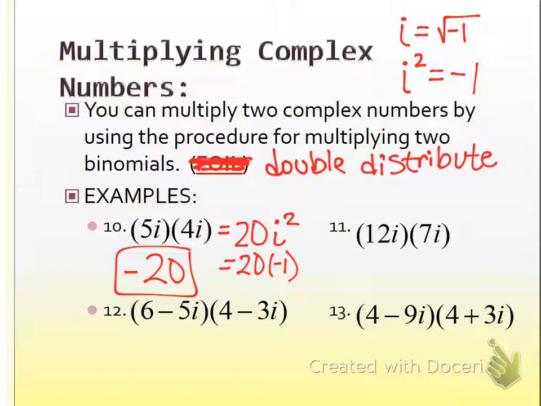Number 11 is similar to number 10. We're going to multiply 12 and 7. We get 84. We multiply i times i. We get i squared. But we remember that i squared really equals negative 1. So we have 84 times negative 1, which gives us negative 84.